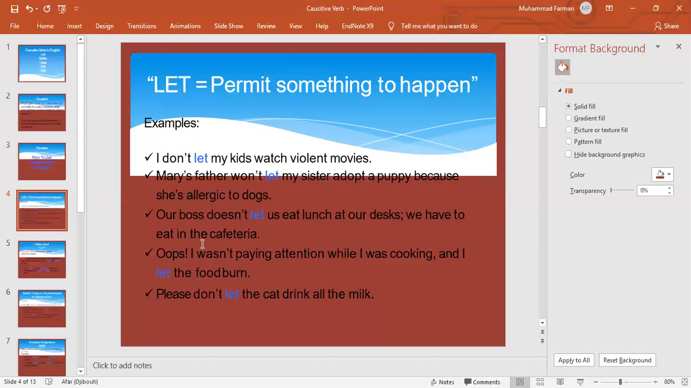So, something is causing you, some reasons are being created, and when we put those reasons, those causes, in front, we utilize the causative verb. First of all, we are here to learn let as a causative verb. Oops, I wasn't paying attention while I was cooking and I let the food burn. Please don't let the cat drink all the milk.